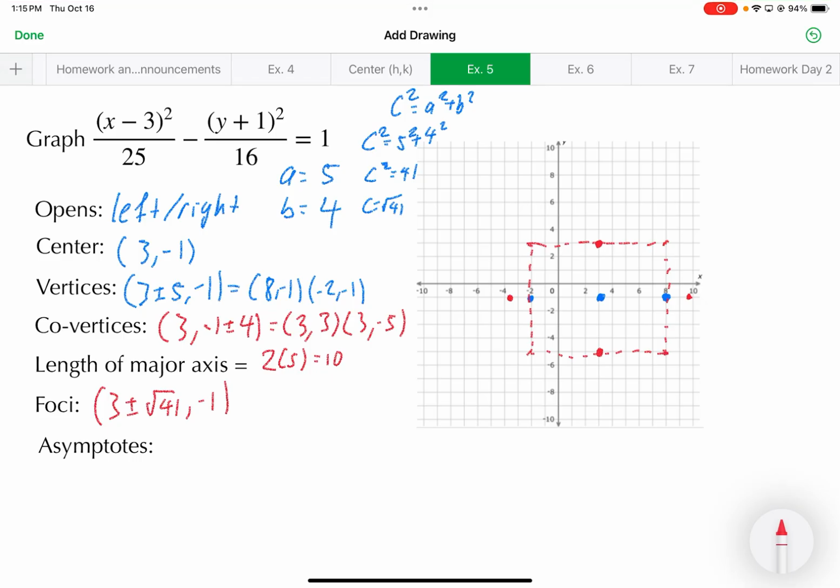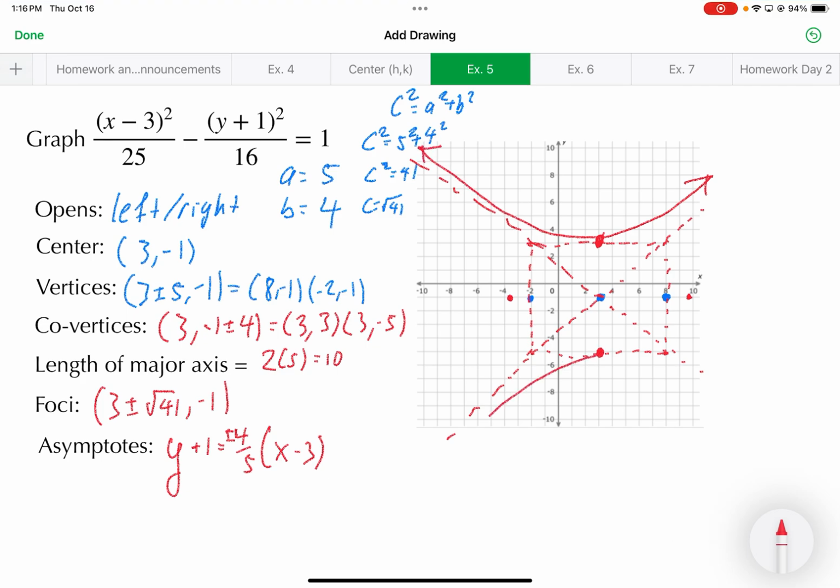Let's do our asymptotes. We'll do that real quick. So y minus y1, which would be our k value, which is negative 1, so y plus 1, equals, okay, is it b over a or a over b? B over a. So my b value is going to be 4 over 5, so plus or minus 4/5, and then times x minus 3. Okay, so asymptote here, asymptote there, here, there, and then I draw my hyperbola.